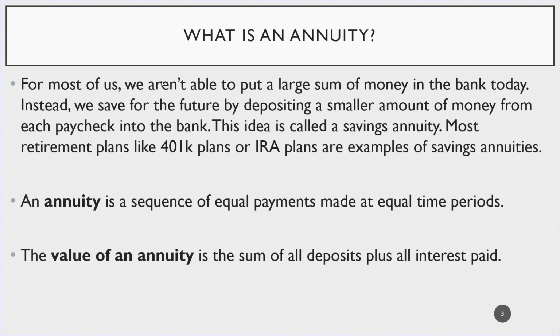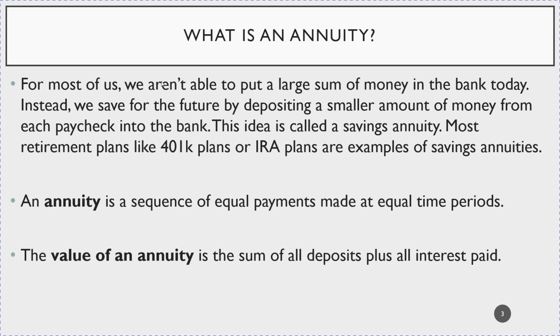All right, so first off, what is an annuity? For most of us, we aren't able to put a large sum of money in the bank today. So instead, we save for the future by depositing a small amount of money from each paycheck into the bank. Maybe it's $100 every 2 weeks or $10 every 2 weeks, whatever. This idea is called a savings annuity.